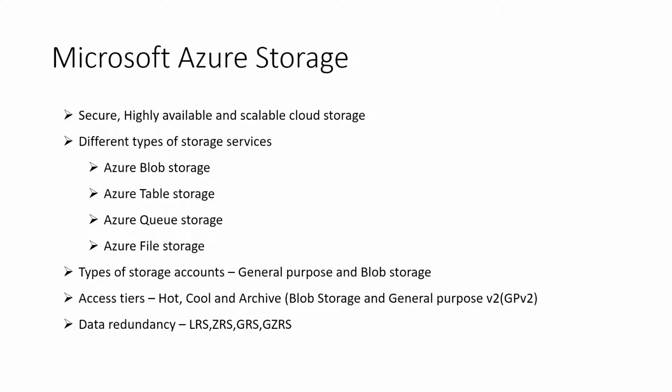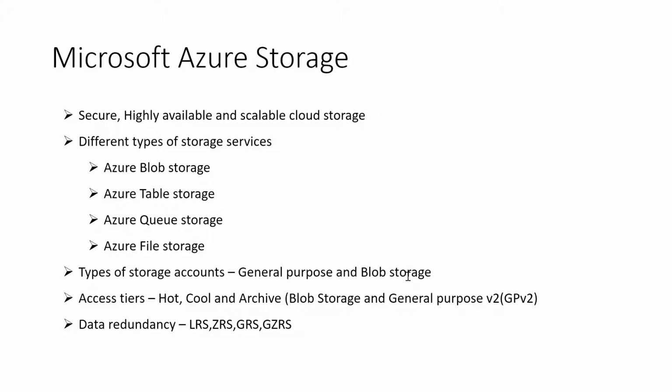Okay, and there are different access tiers for blob storage and general purpose storage. General purpose storage again has GP v1 and GP v2, general purpose v1 and v2. V1 is the older generation, v2 is the new generation with a lot more additional features, and one of them is the access tiers. So what does access tier mean? There are three access tiers: hot, cool, and archive. So how do we distinguish between these three tiers?